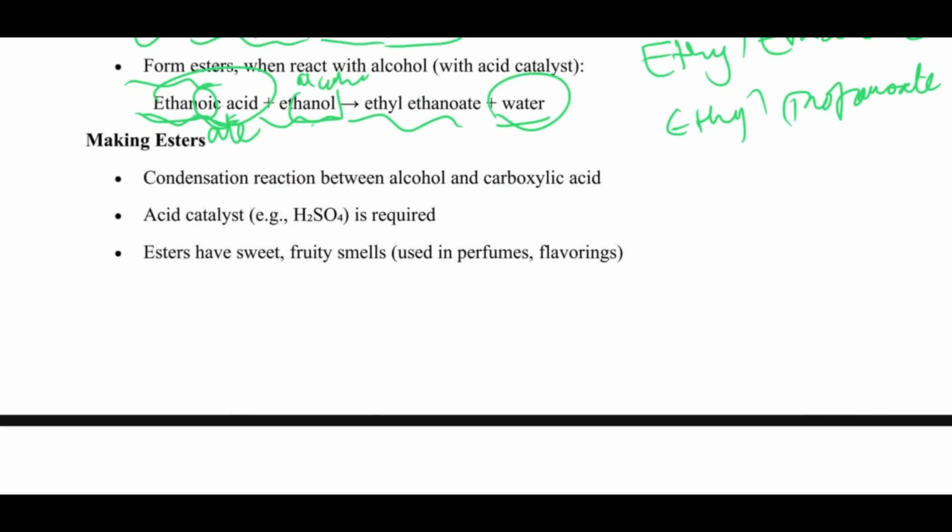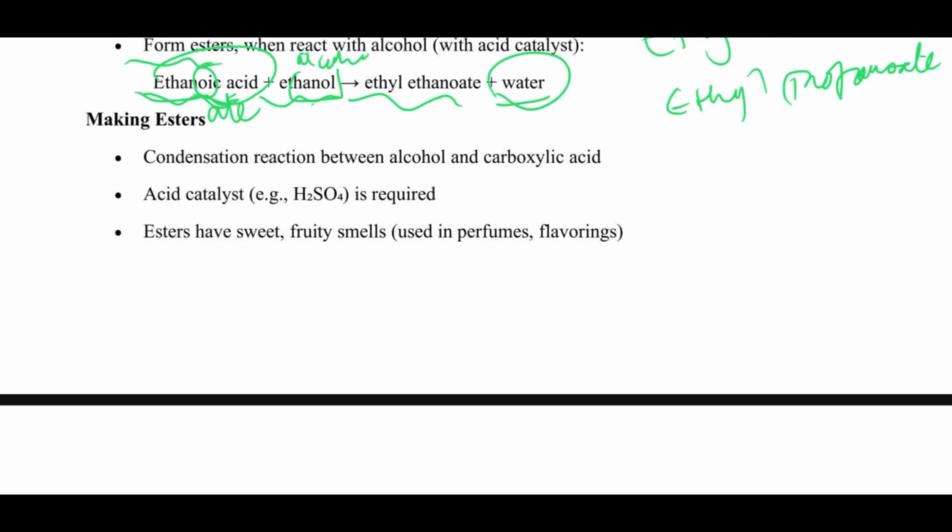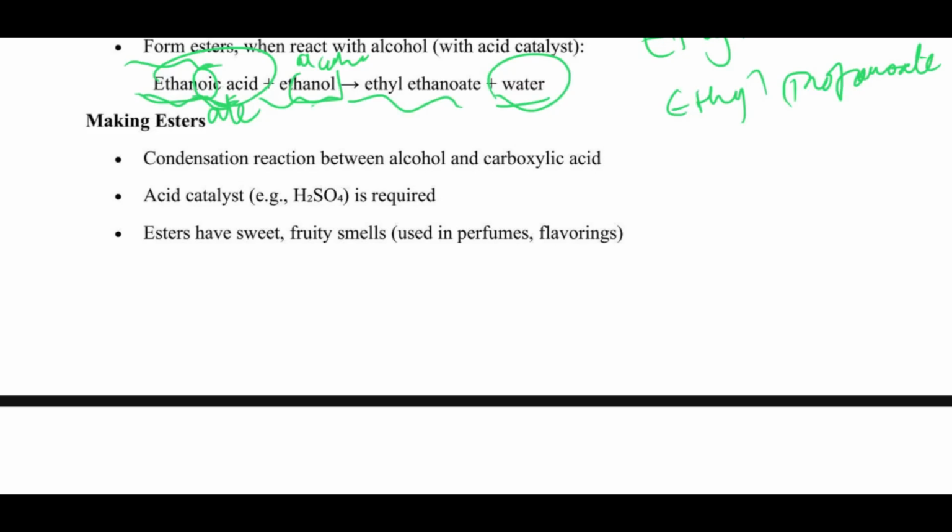So how do we make the esters? It is actually a condensation reaction, because there is a small product, that is water. Water is produced. So what does a condensation reaction mean? When two compounds are reacting and a small molecule like water is produced, we call such a reaction a condensation reaction.